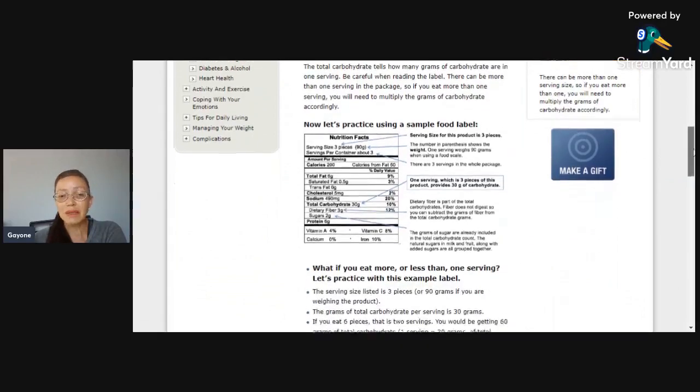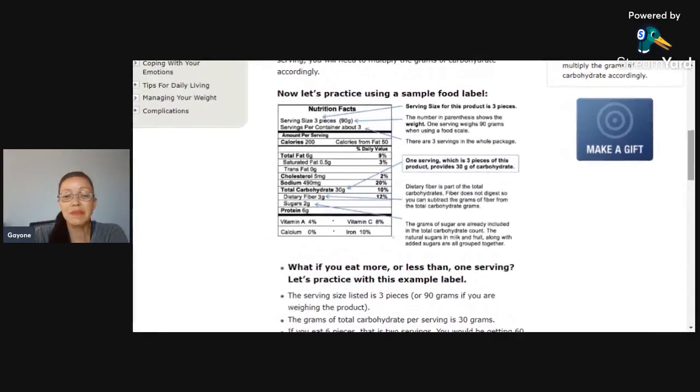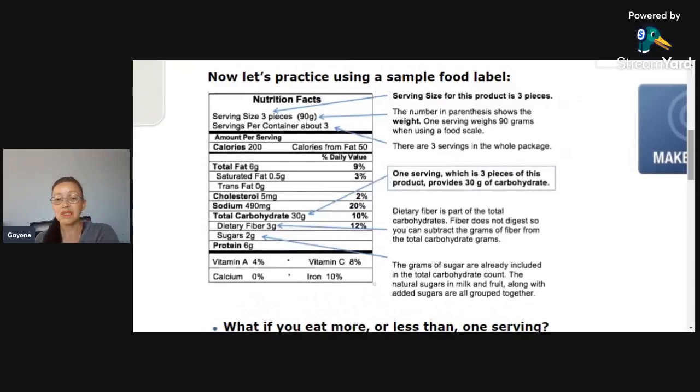So now let's practice. We're looking at an example of a sample food label. Let me try to zoom in so you can get a big picture here. Okay, let's look at this nutrition label and see what pointers they're giving us. So here's a nutrition fact, right? In this example, the serving size is 3 pieces, which is 90 grams. As the arrow shows here, the number in parentheses shows the weight. So the 90 grams, that's the weight. One serving weighs 90 grams when using a food scale. There are 3 servings in a whole package.